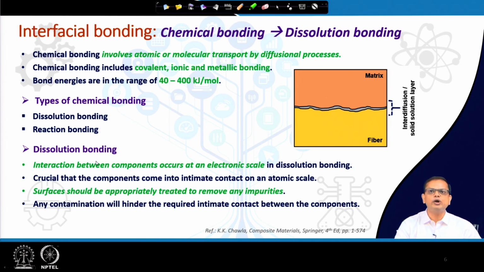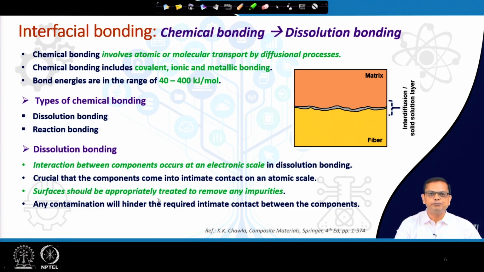Now, in dissolution bonding, basically some kind of atomic diffusion takes place, no real chemical reaction, but interatomic diffusion between the two phases would take place. And it is crucial that the components come into intimate contact on an atomic scale. Yes, obviously that is extremely important, and I was mentioning wettability earlier also, so that the surface coverage has to be very good. Once you have very good surface coverage, then the diffusion process will be more efficient, and there will be more atomic dissolution or atomic diffusion, and the bonding would be better.